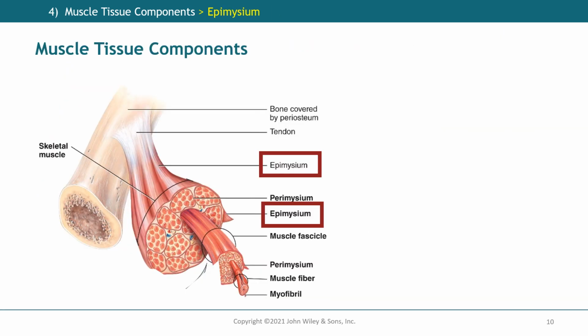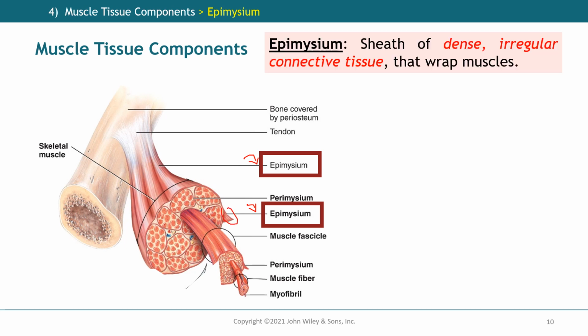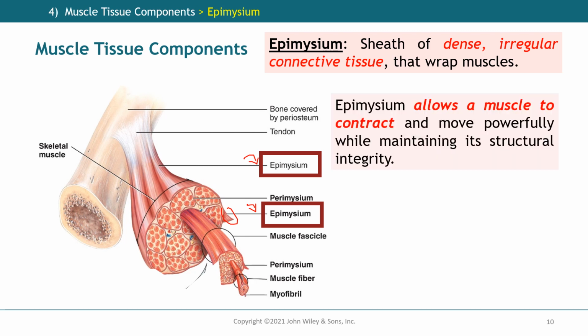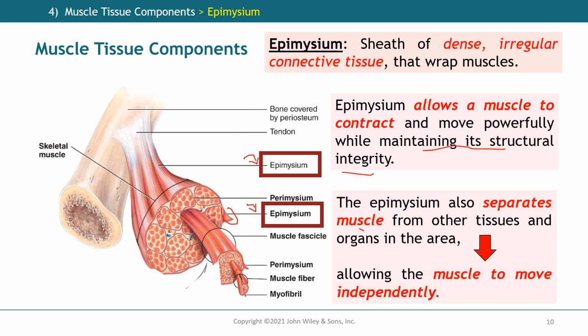Now we're going to start talking about the first layer of connective tissue, the one that goes above the muscle, that is the epimysium. Here you can see the layer if you peel it. And from there you can see that it's a dense and irregular layer that allows it to wrap the muscle. And wrapping the muscle is very important because it gives them two things. The first one allows the muscle to contract in a powerful way, while maintaining its structural integrity. The second thing is that it allows separating the muscle from other tissues and moving the muscle independently from other structures. So this is the epimysium.